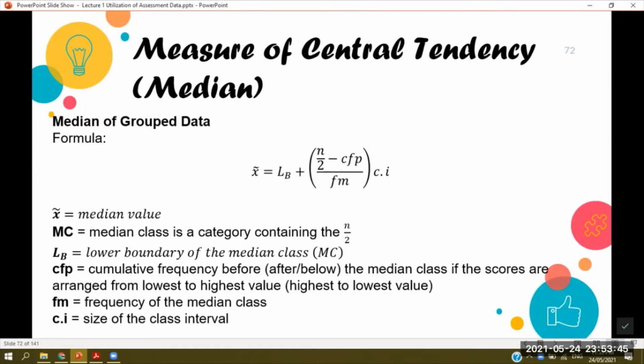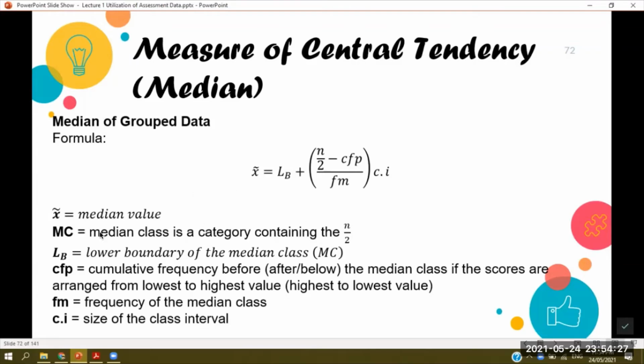Okay, so we have x bar equal to LB, and LB here is the lower boundary of the median class, or MC. Please take note of the acronyms or labels. Plus, we have n over 2 minus CFP. When we say CFP, that is our cumulative frequency. And then divided by FM. When we say FM, that is the frequency of the median class. And then our CI, that is the size of the class interval.